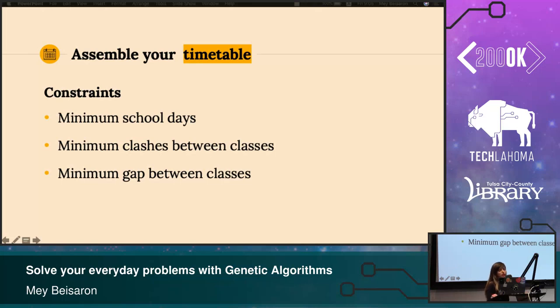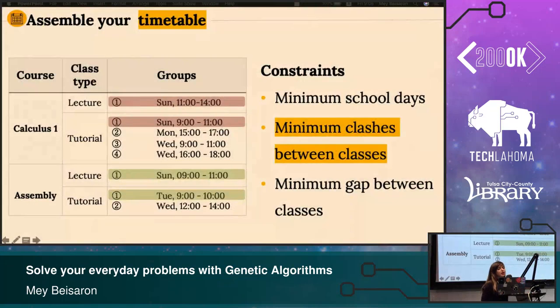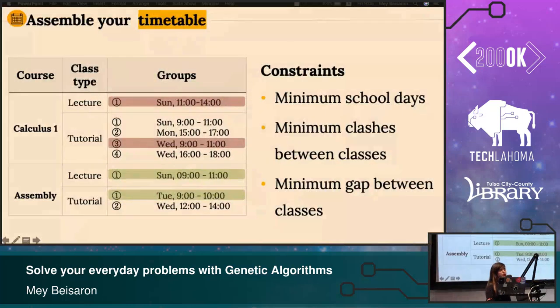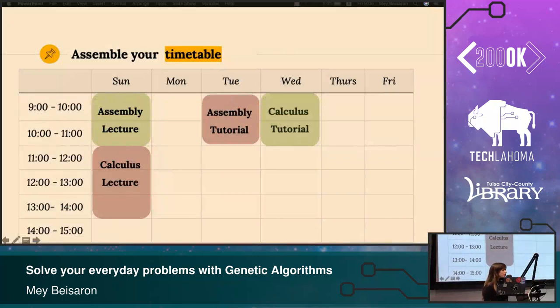So now that we're going back to our list of choices, we see that we actually violated one of my own constraints, because I have to be at the same time at the assembly lecture and also at the calculus tutorial. And so if we re-choose it, now we solve the constraint, right? Because I chose the calculus on Wednesday instead of Sunday, and now it works. And this is our timetable. We have to go 3 times a week and we don't have any clashes. And we don't have gaps at all between classes.